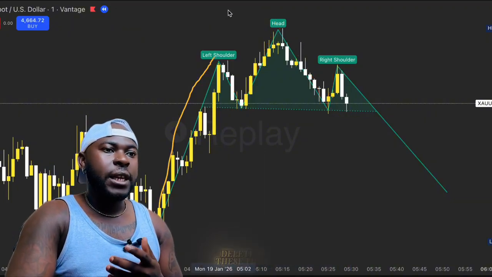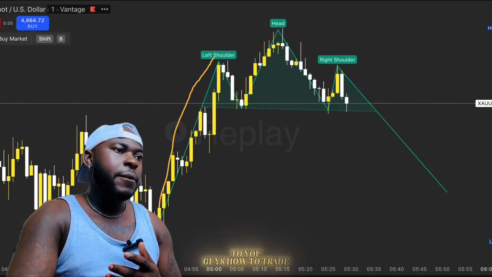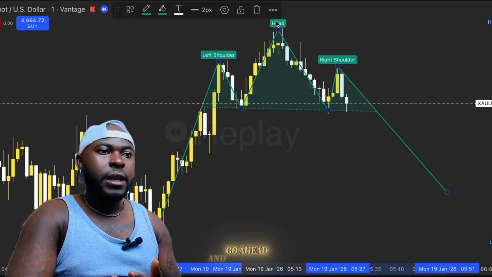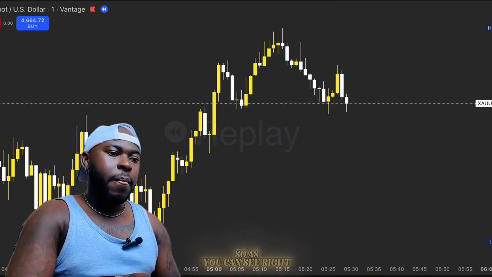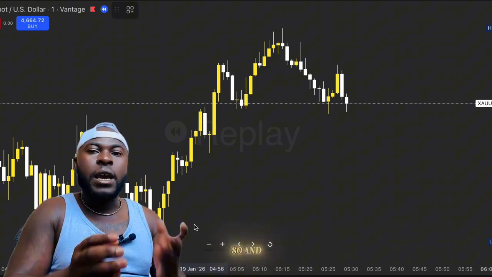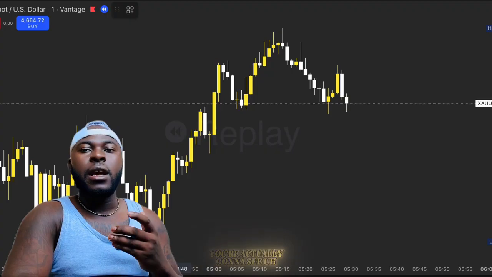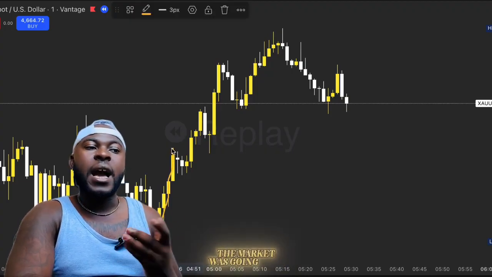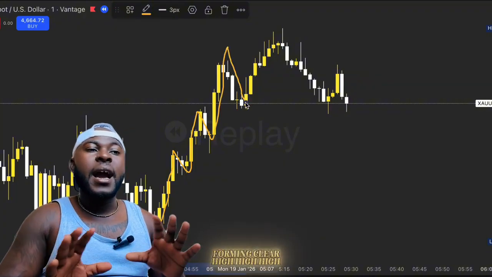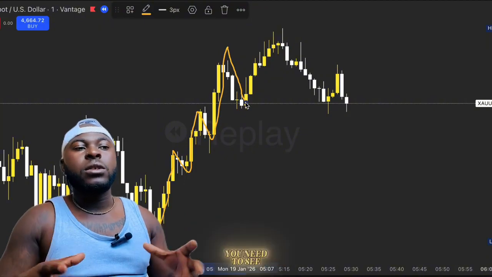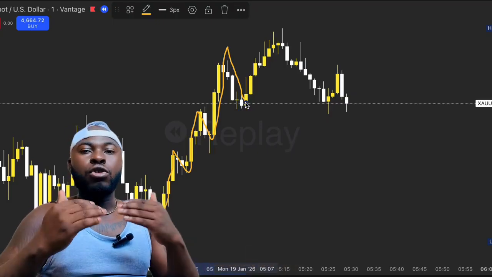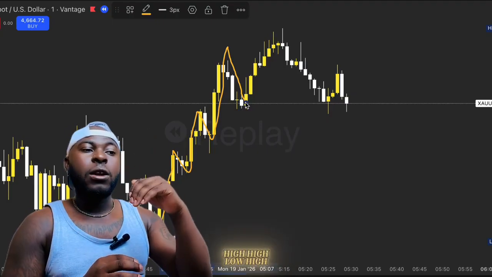So now let me delete all these things and then I'm gonna explain to you how to trade the head and shoulder pattern. First things first, you need to identify whether the market is going up or down, right? By identifying that, you're gonna see the current market. As you can see here, the market was going high, low, high, low, high, low, forming clear highs and lows, right? That's the first thing that you need to see. That means the market is in an uptrend. The buyers are in control of the market by going high, low, high, low, right?